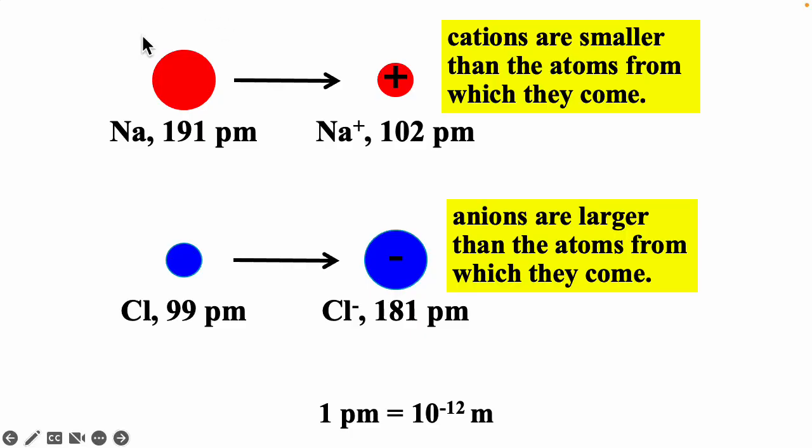And so the sodium loses an electron, forming the sodium ion. Remember, whenever you remove an electron, it gets smaller because you're reducing the amount of shielding. The chlorine gains an electron, forming the chloride ion. And whenever you add an electron, it gets bigger because you're increasing the amount of shielding.